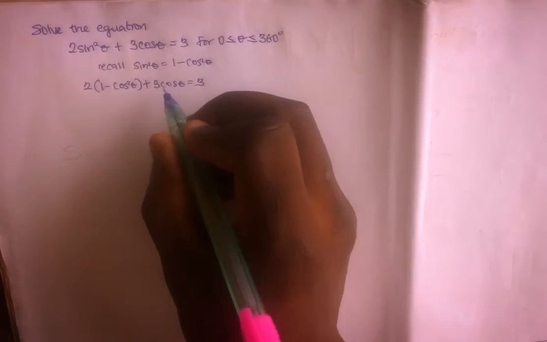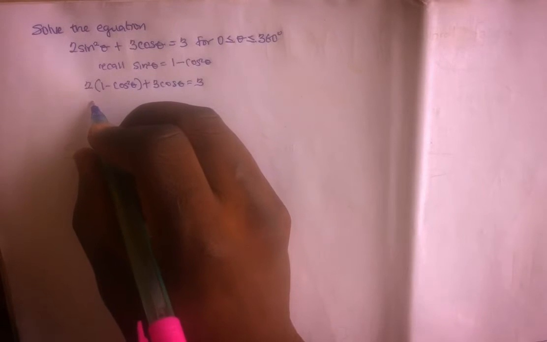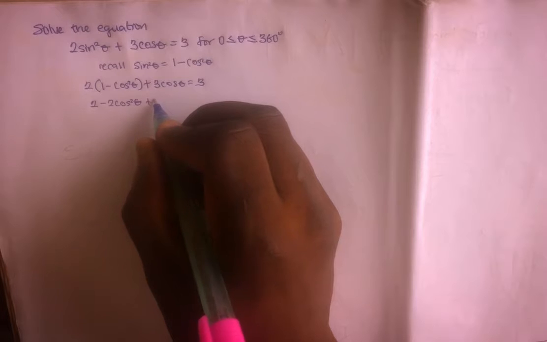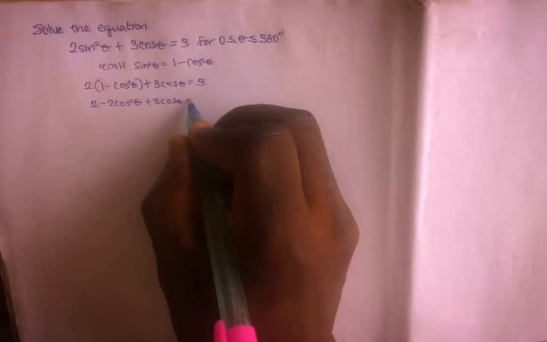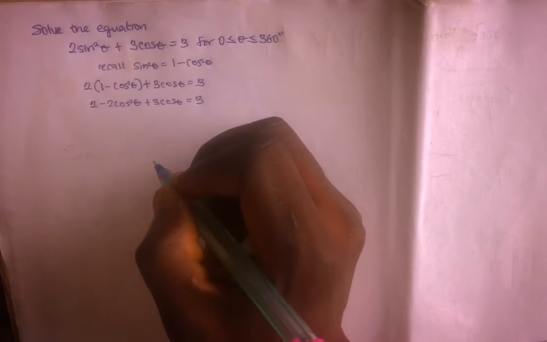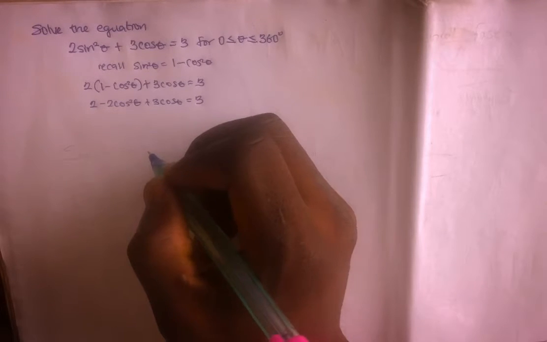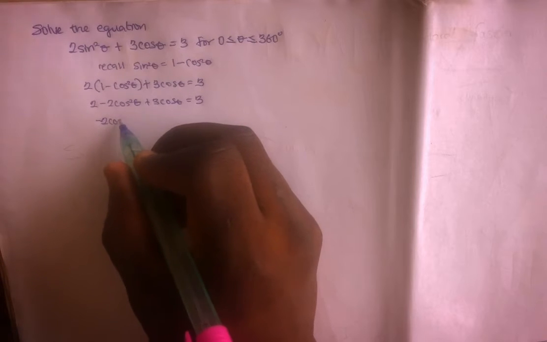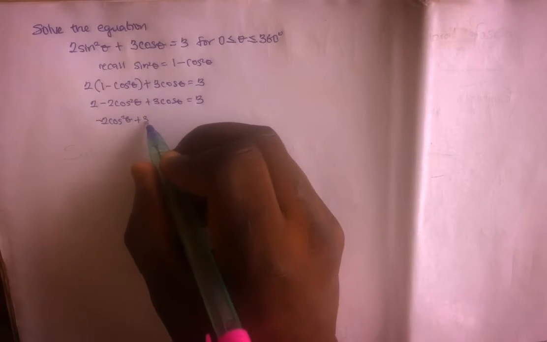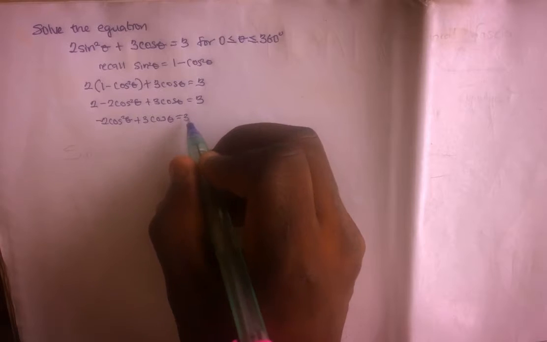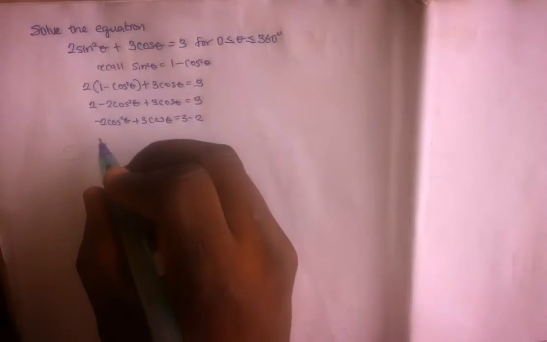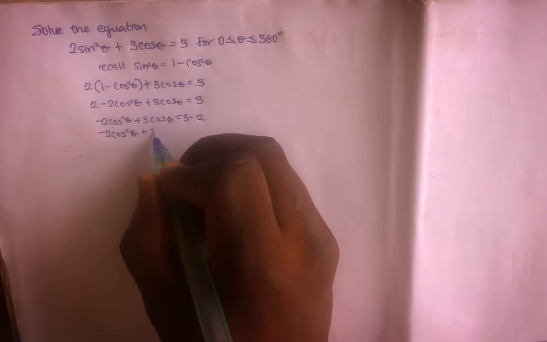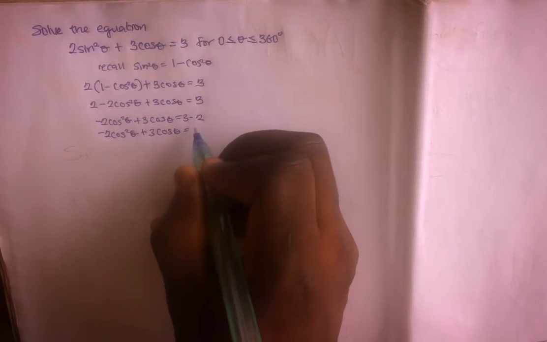The next thing is that I can open the brackets. I'm having 2 minus 2 cos squared theta plus 3 cos theta equals 3. Then I can collect like terms. I'm having minus 2 cos squared theta plus 3 cos theta equals 3 minus 2. Then I'm having minus 2 cos squared theta plus 3 cos theta equals 1.